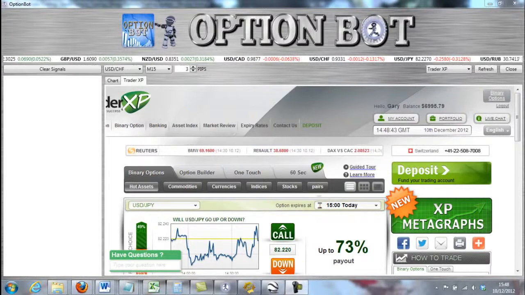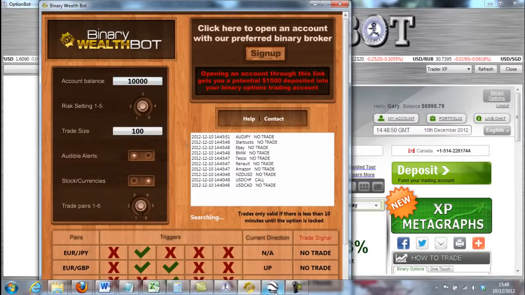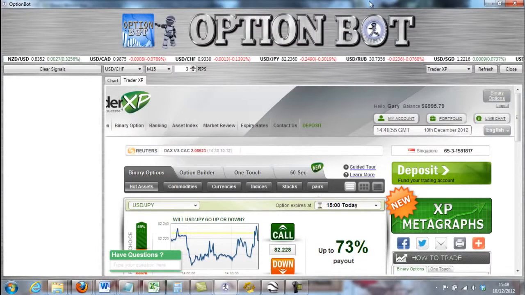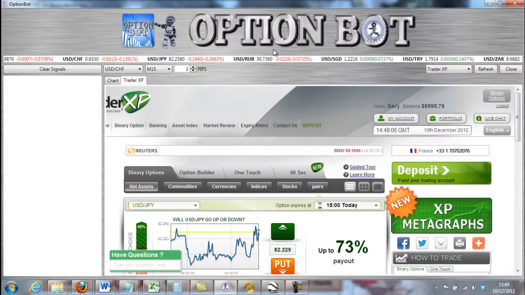Today, I'm looking at OptionBot, as well as two other binary options trading robots, one called Binary Wealth Bot, which I've just purchased, and another one called Also Binary Bot, which I purchased last week. Now, basically, I've been using OptionBot for around about 2 months. Some of you may have seen my review of the software. I did a review around about the 8th of October, the day it was actually launched, and I actually find it to be a very, very good bit of software.